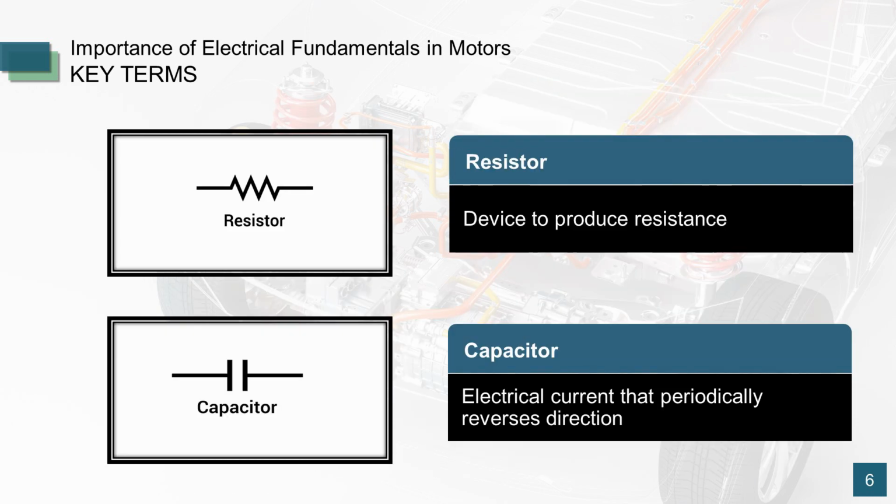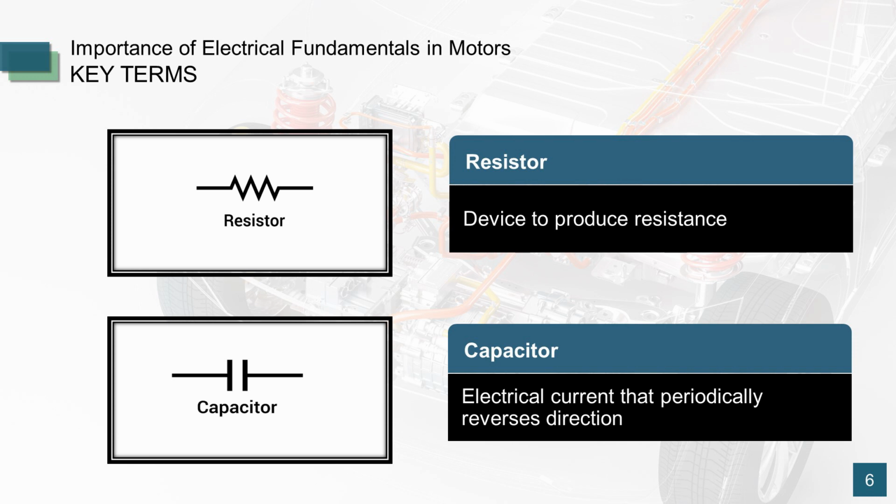Resistor. A resistor is a device designed to produce resistance. Resistors can be used to limit current, divide voltage, or generate heat. Resistors are like tiny speed bumps in an electrical circuit. They intentionally slow down the flow of electric current. Resistor networks are used in battery management systems to monitor and balance individual battery cells within the battery electric vehicle battery pack.